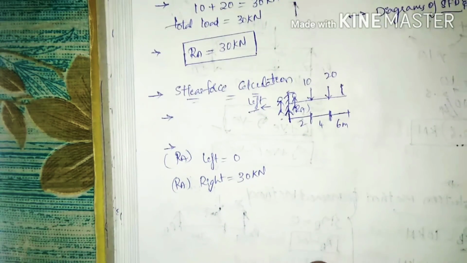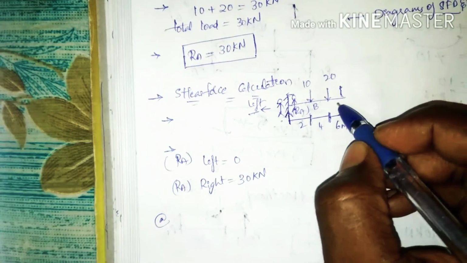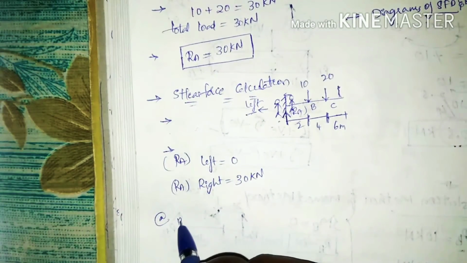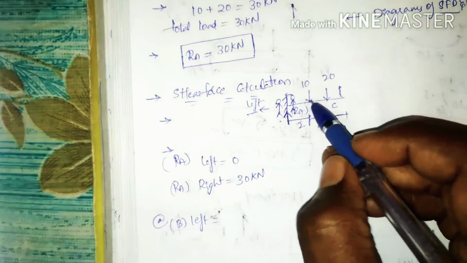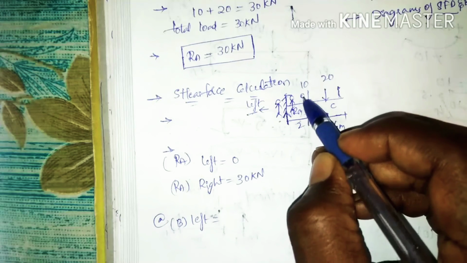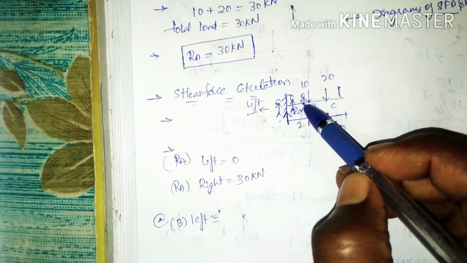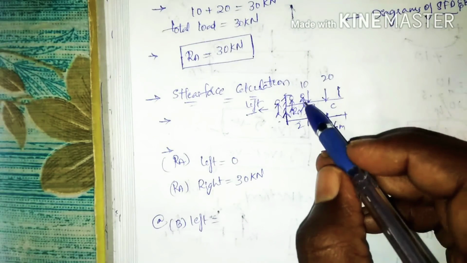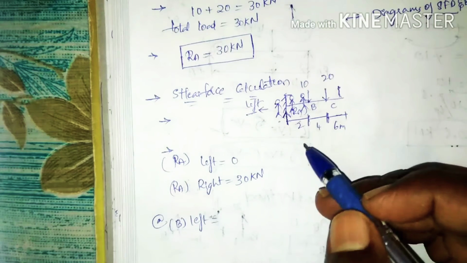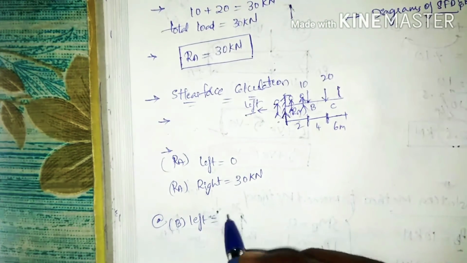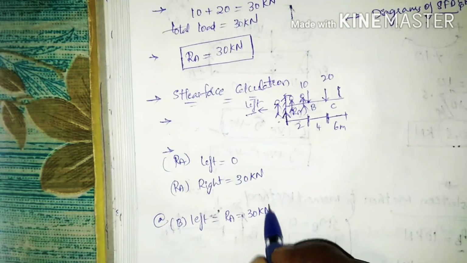And next, at B and C. At B, to the left side. When I stand just left of B, I find only the RA reaction acting in the upward direction, that is RA is equal to 30 kilonewtons.